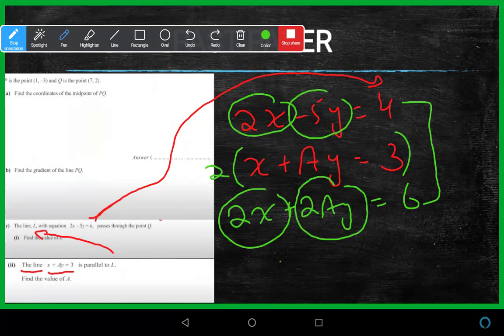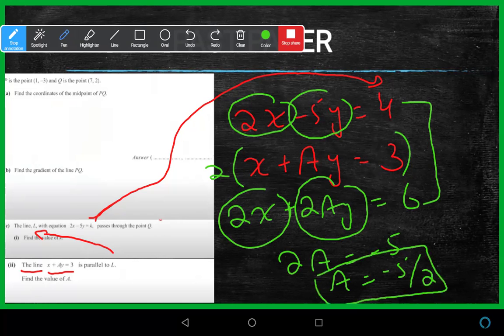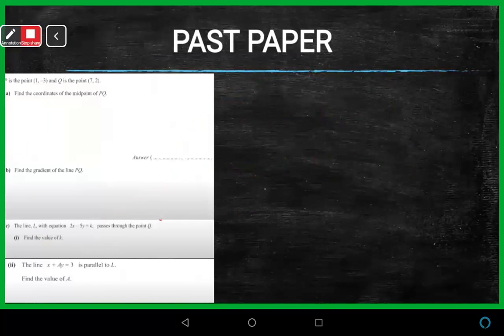We can say 2a is equal to -5. The 2 will go to the right side and it will be divided, so the value of A will be -5 upon 2. So that's the answer of part 2 of C. I hope everything is clear in this question. Now moving toward the next question.